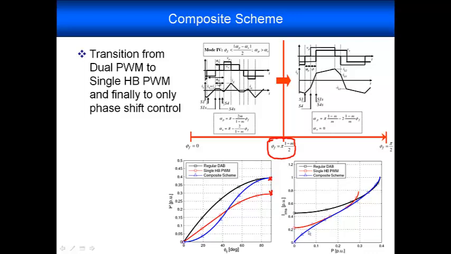The right plot compares the RMS currents in the converter as the power transfer is increased from 0, and you can see that for the composite scheme we are able to get theoretically 0 current at 0 load, and it is increasing slowly, and then it merges with the black curve at high power levels.